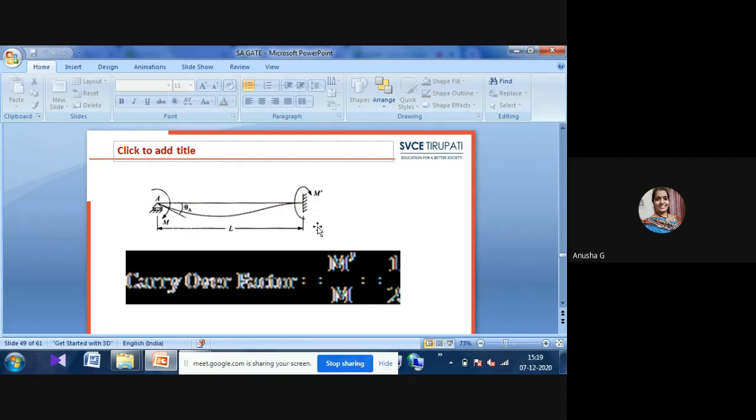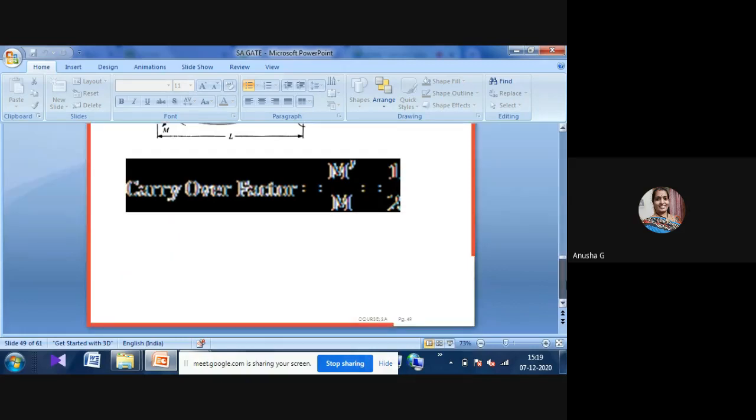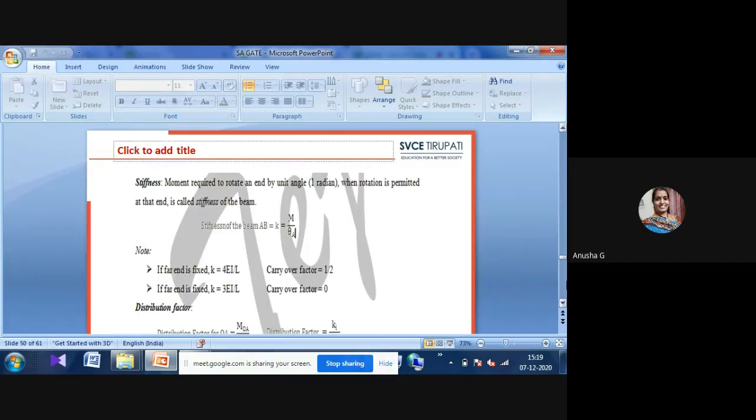That is one of the important bits here. For the moment distribution method, the carryover moment is M' = M/2. Like that you have to write. And then another formula is stiffness. Stiffness is nothing but the moment required to rotate an end by an angle of 1 radian.